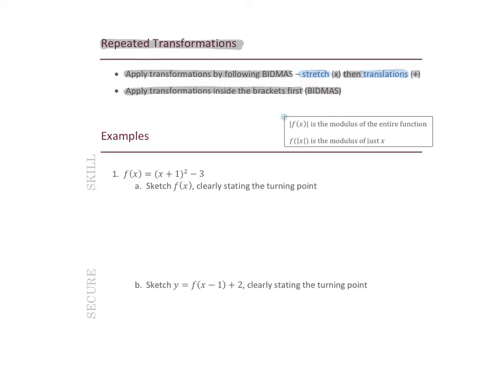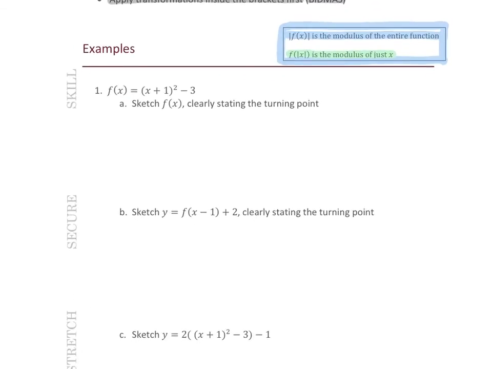And then our little blue box is just a bit of a recap on the modulus function. So there are two NEPs on the modulus function. This is the modulus of the entire function, and this here is the modulus of just x. And we have different strategies for sketching those two functions. Okay, so moving on to the examples.